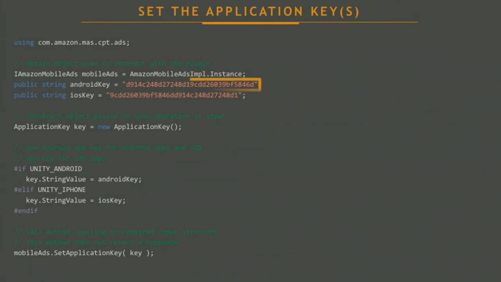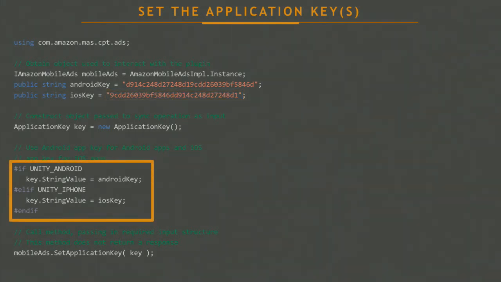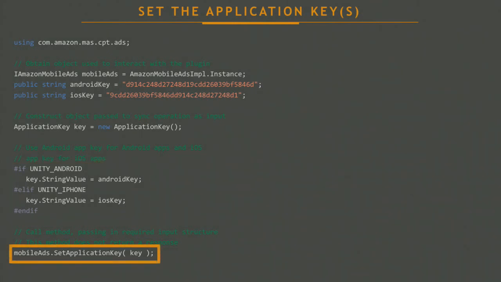But wherever it ends up, note that I created a public string containing the mobile ad application key that was generated for me. And actually, I created two, one for Android, one for iOS. Then down below, you see how I'm using a set of preprocessor directives to choose the correct string based on the platform where my app is actually running. And once I have the key, I can pass it to the SDK object I created that holds the API entry points for the service.